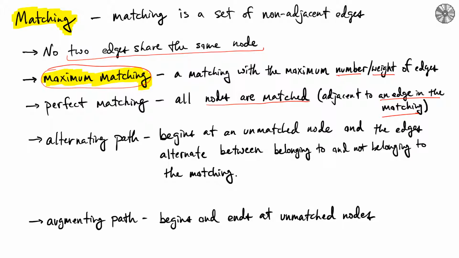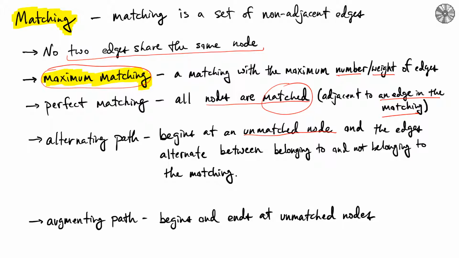And so two terms that we'll use in our discussion of how you create matchings are the idea of an alternating path and an augmenting path. A node is matched if it's adjacent to an edge in the matching. An alternating path begins at an unmatched node, and then after that the edges alternate between belonging to and not belonging to the matching.